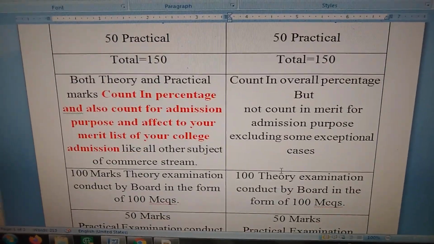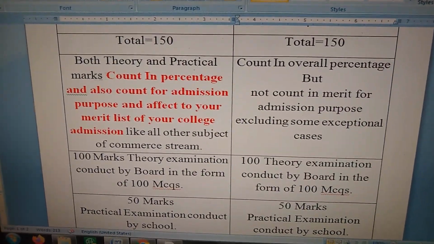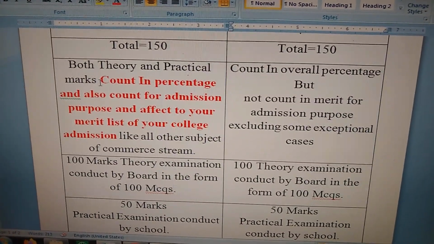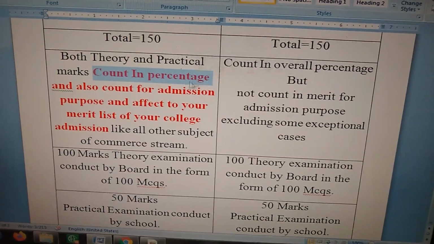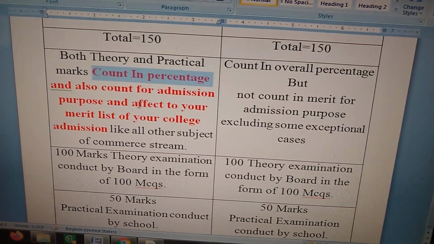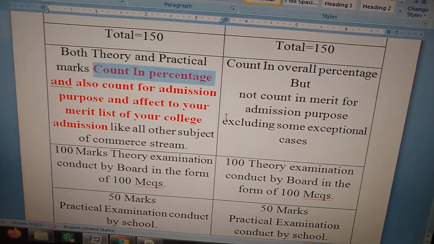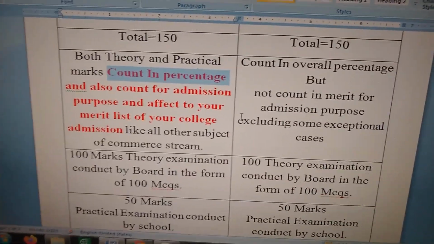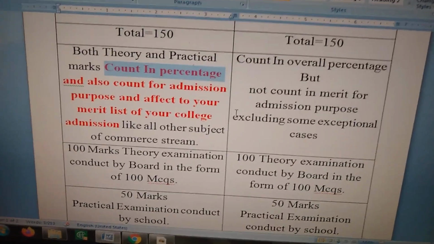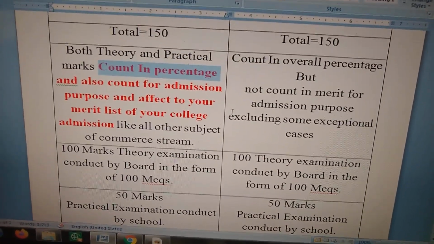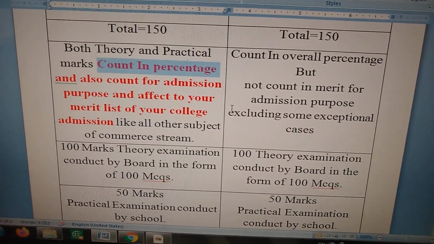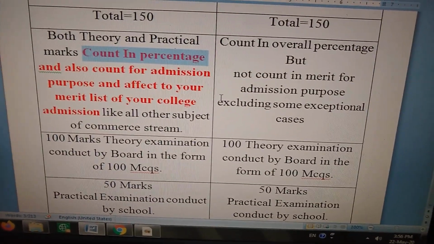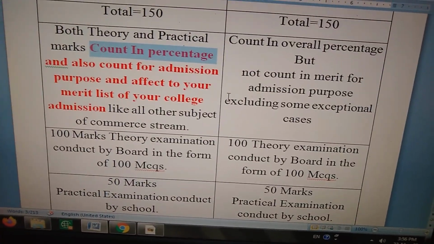The important point where I want you to pay attention is that in commerce both theory and practical marks count in percentage and also count for admission purposes and affect your merit list for college admission. That means in commerce, the way your other subjects count in merit, exactly the same way the computer subject also counts in merit, in percentage, in total, everywhere, like all other commerce stream subjects.